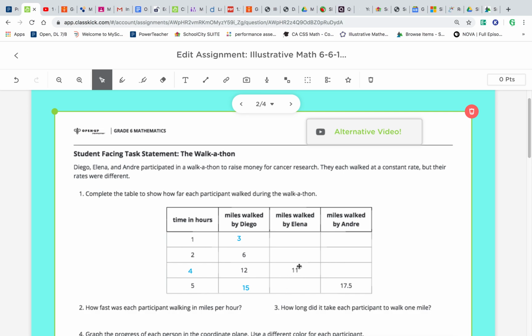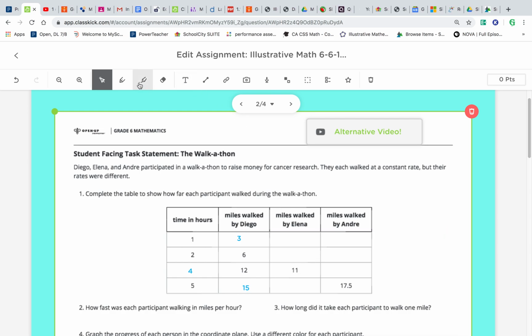Elena walked 11 miles, and, well, we happen to know that that was in 4 hours, right? So 11 miles in 4 hours. Okay, so that doesn't go evenly. So let's think about what that means. Well, if we remember with Diego, if it was 12 miles in 4 hours, if we wanted to find out how many miles in 1 hour, we just divided both of these by 4, right? 12 divided by 4 is 3. 4 divided by 4 is 1. So the idea is we're going to, on this row, divide by 4. So it's going to be 11 divided by 4.